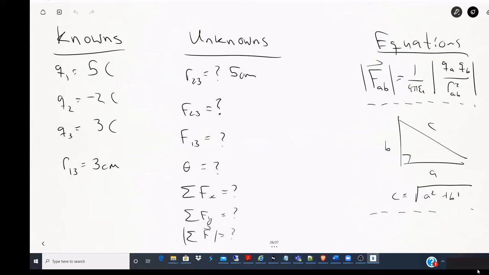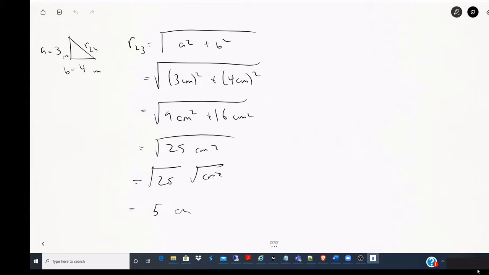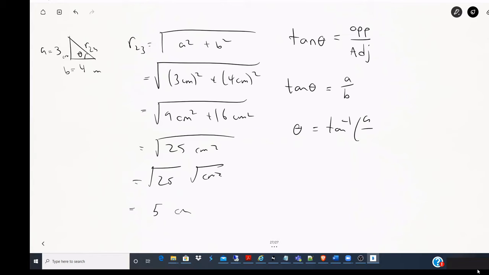So next we need to find theta. Theta would be the most reasonable thing to go for here. To find theta, we're going to note that it is this angle in the right triangle. And we know that the tangent of theta is opposite over adjacent, which means that the tangent of theta is A over B. So theta is the tangent inverse of A over B.